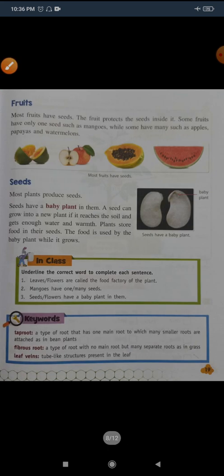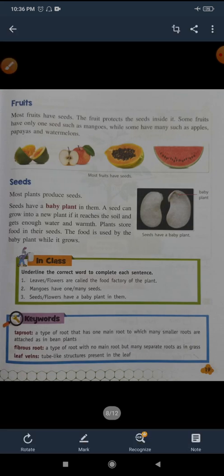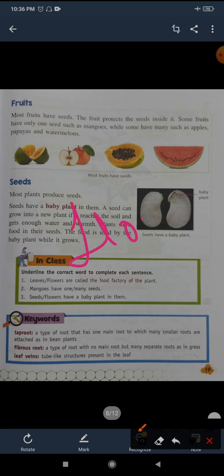Okay, now the next is fruit. So what is the function of fruit? Actually, fruit is formed from the flower, and fruit is to protect the seed. How does it protect the seed? You can see the seed is inside the fruit, that's why it protects the seed, and it works like a protective layer of the seed. And some fruits have one seed, some fruits have two seeds, and some of them have many seeds. So here you can see one seed.